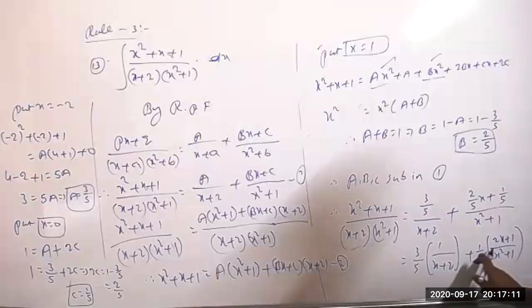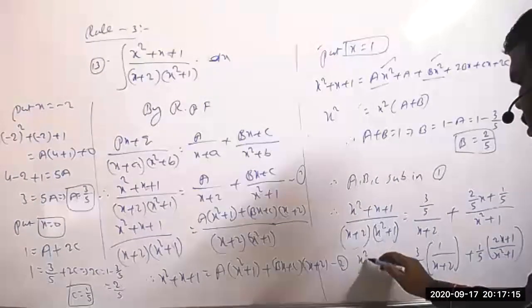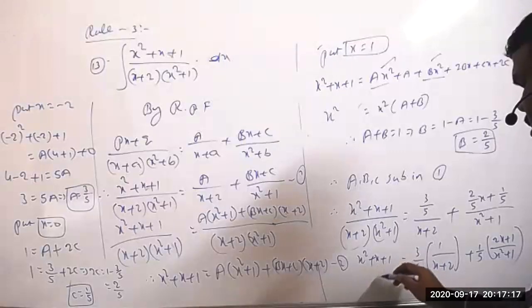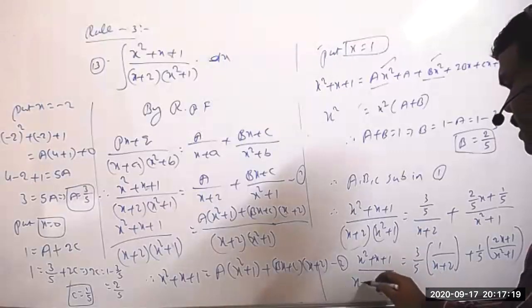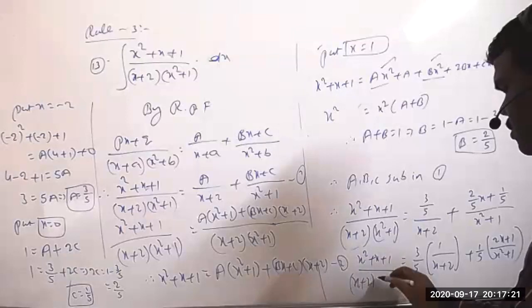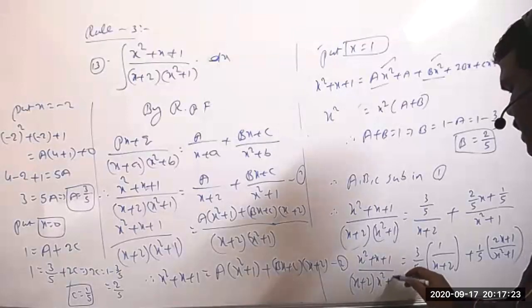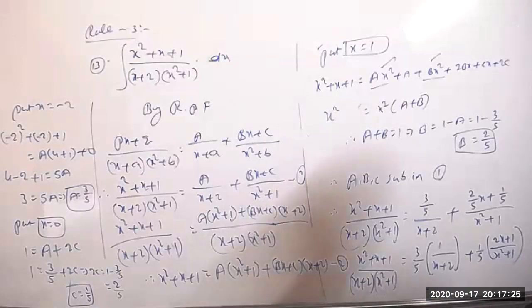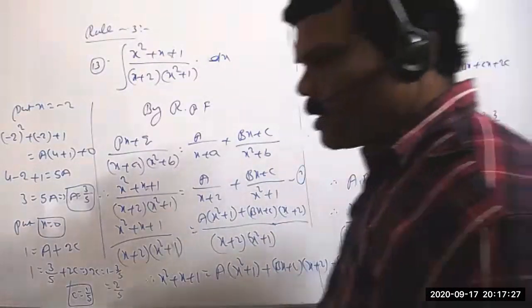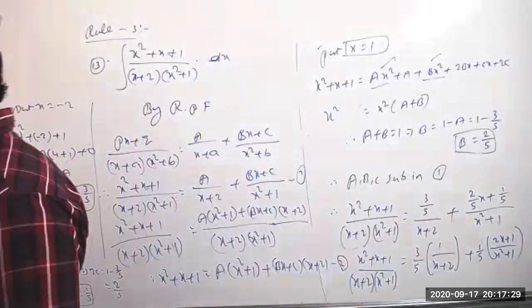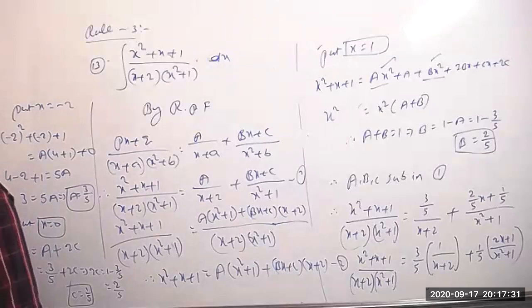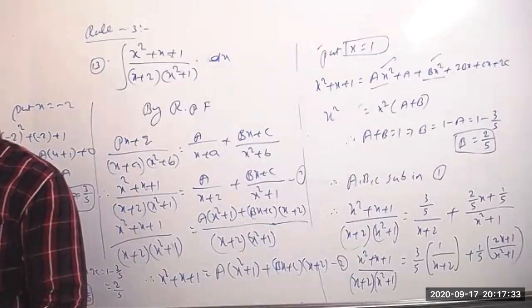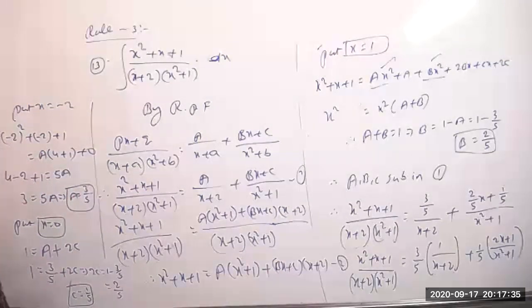Now apply integration on both sides for this: x square plus x plus 1 by x plus 2 into x square plus 1. Now we can apply the integration. Yes, you can start now. Try yourself, because up to there we already got it, we know very well that.